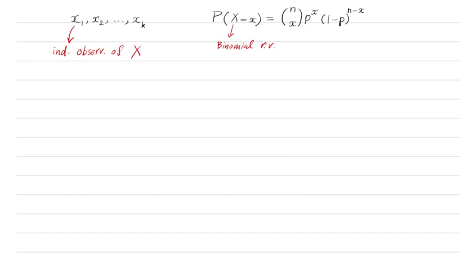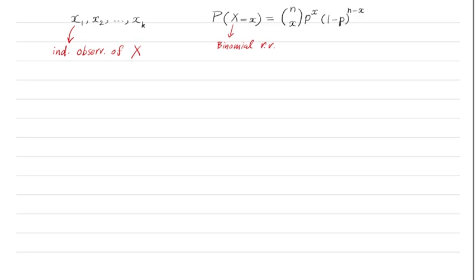So if we don't know what p is or what n is, how can we estimate those from these independent observations? Well, first let's start with the situation that we know n, we know the number of trials here, but we don't know the probability p of success. So if we know n and we don't know p, how do we estimate p?